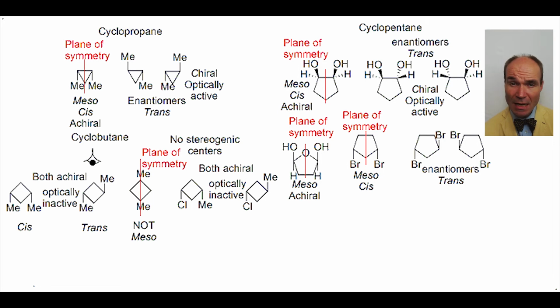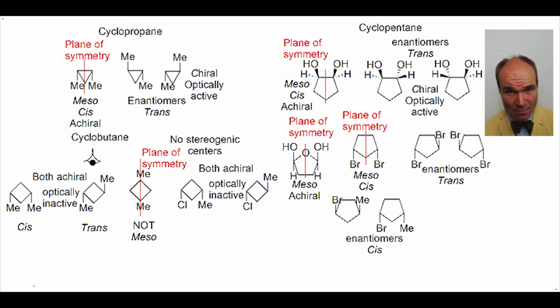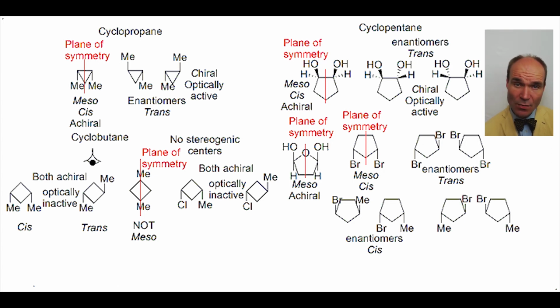What happens if we have two different types of substituents? So we will replace a bromo group with a methyl group. These two isomers have a cis relationship between the bromo and methyl groups. There is no plane of symmetry, and they are enantiomers of each other. These two stereoisomers are diastereomers of the prior cis arrangements. They have trans relationships between the bromo and methyl groups, and are enantiomers of each other.